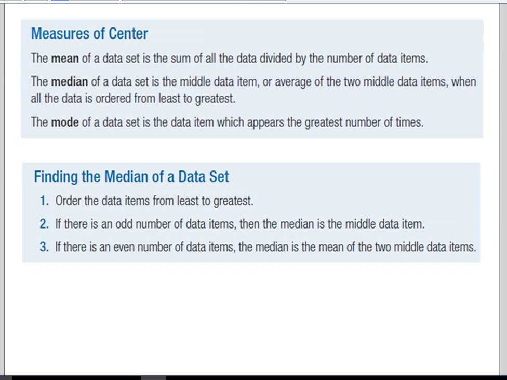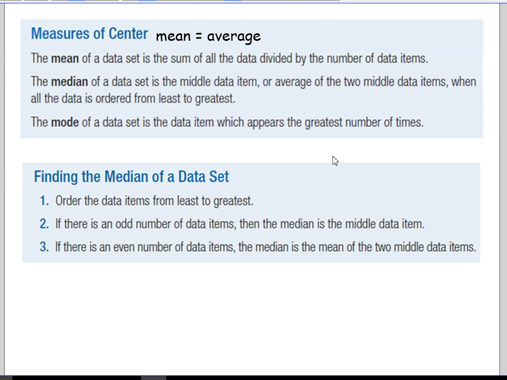So now we're looking at measures of center. The mean of the data set is the sum of all the data divided by the number of data items. And so many of you have referred to that before as finding the average. Add them all up and divide by how many there are.